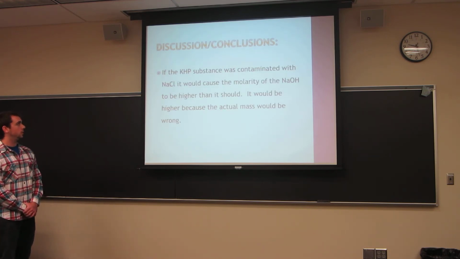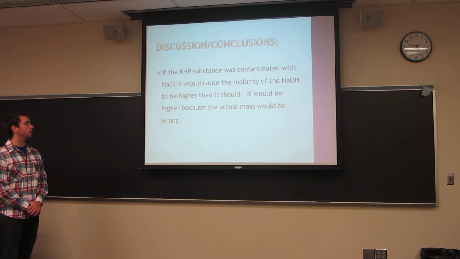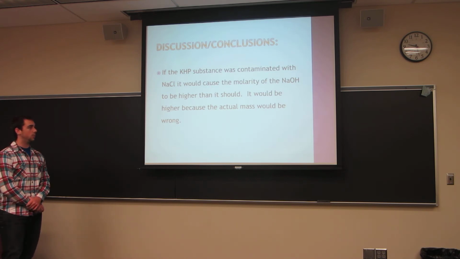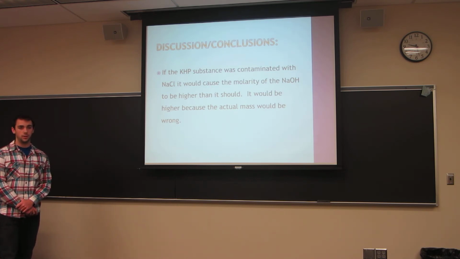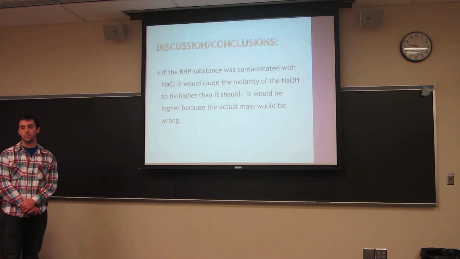Some of the discussion questions. The first one was, what would happen if your teacher gave you a contaminated substance, NaOH with NaCl? This would cause the molarity of the NaOH to be higher than it should. It would be higher because the actual mass is wrong. So the number on the top of your numerator would be higher than it should be, causing the total number that you found to be higher than it should be.